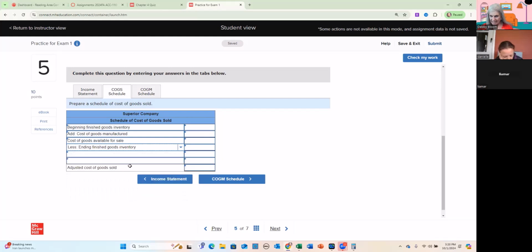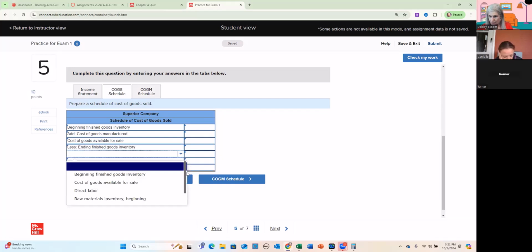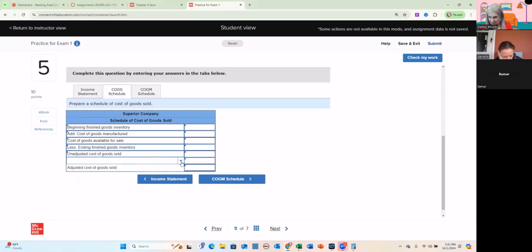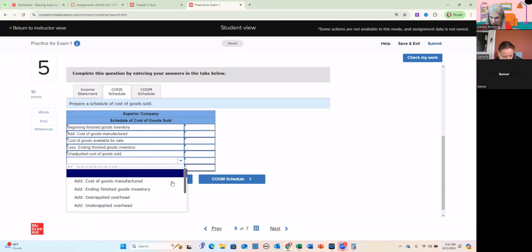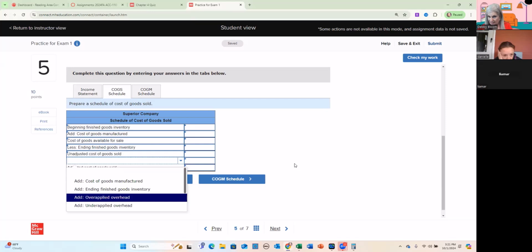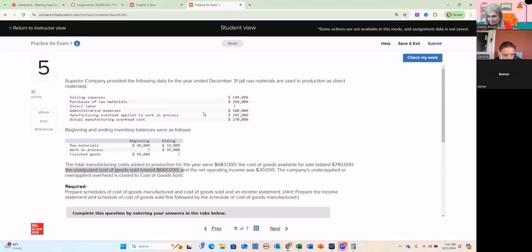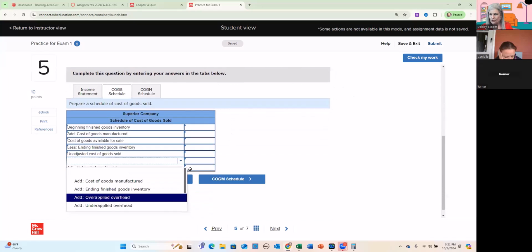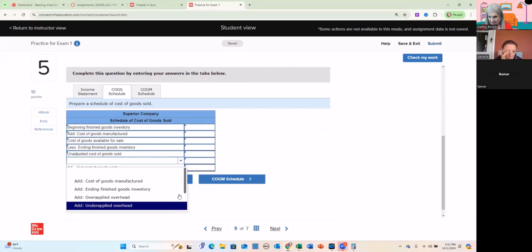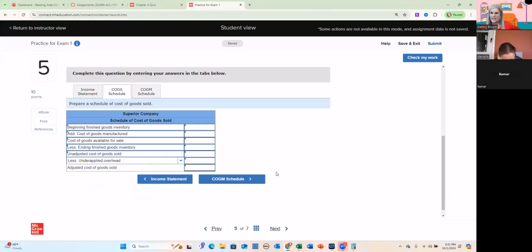And that brings us down to our cost of goods sold, but they want us to bring it down to the adjusted cost of goods sold. So then we have to add the over or under applied overhead. That brings us down to the unadjusted cost of goods sold, then we adjust it by the over or under applied overhead. Let me go back up for a second. Applied is over, so it's over applied overhead, so I had to subtract it. So less over applied overhead brings us down to adjusted cost of goods sold.